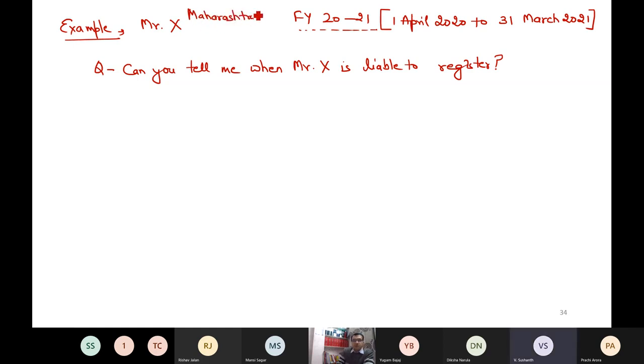Sir, when the limit exceeds 20 lakhs. Okay, when the limit exceeds 20 lakh, this is your answer. Any other answer? Now this answer is correct as well as non-correct. Why is it correct? Because it fulfills the condition of section 22(1). But it is incorrect because how do you know that Mr. X is that person who is not required to register compulsorily under section 24?